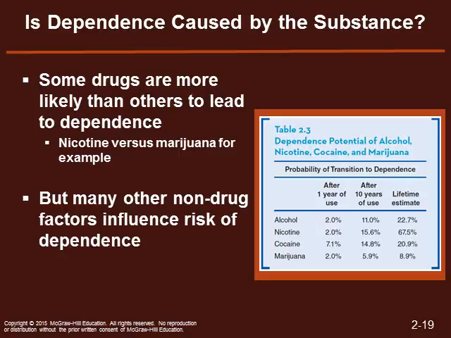But as we look at that, smoking that substance becoming a chronic behavior, we find that after 10 years of use, the folks who are continuing to smoke nicotine products, their likelihood of becoming dependent is 15.6, and that for marijuana it's down to 5.9. So we see some real differences over the long term. And then if we look at the lifetime estimate, much higher for nicotine than for marijuana.